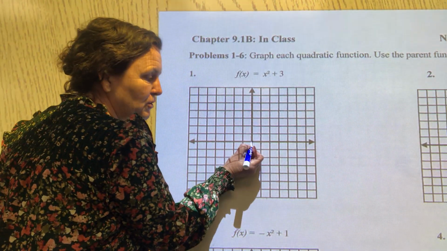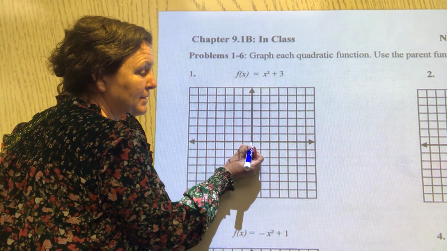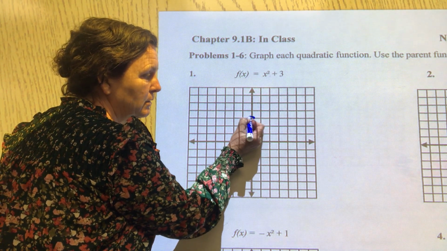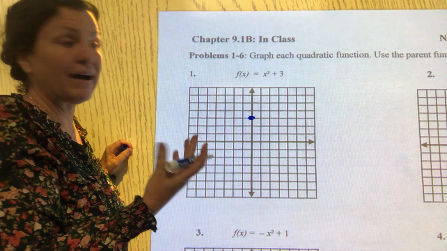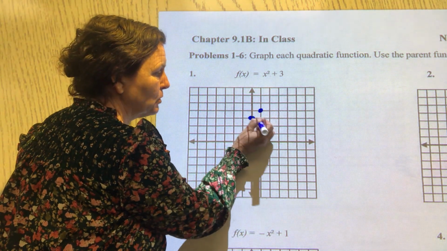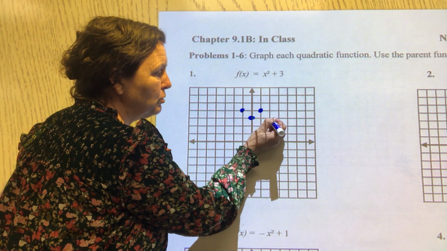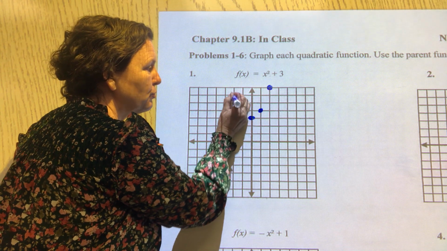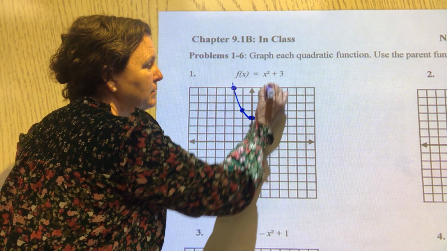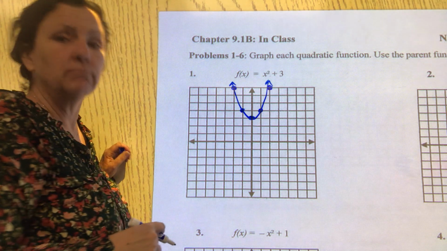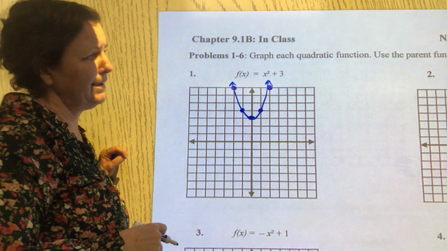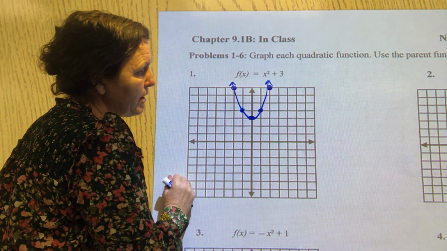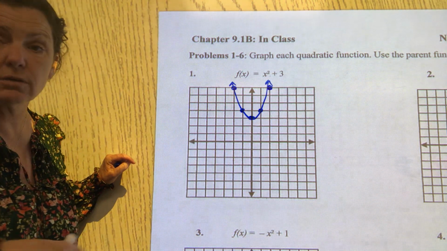So here's my vertex of my parent function, but this is saying take that parent function and shift it 3. 1, 2, 3. And now we just go back to our pattern. 1, 1, 1, 2, 1, 2, 3, 4. Do we have a parabola? Yes, we do. Did we shift it up 3? Yes, we did. Did we ace this? Heck yeah, we did. Okay, now here's the vertex right there. Okay, cool. Let's go to question number 2.